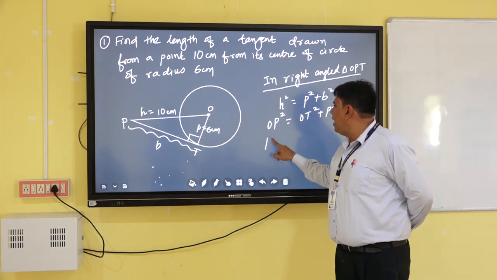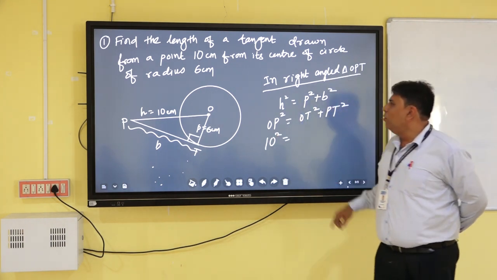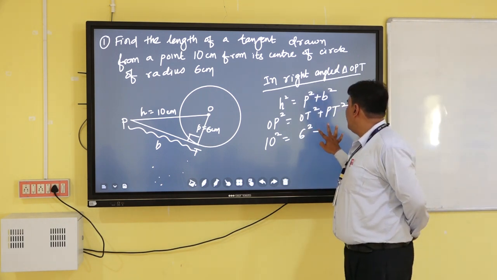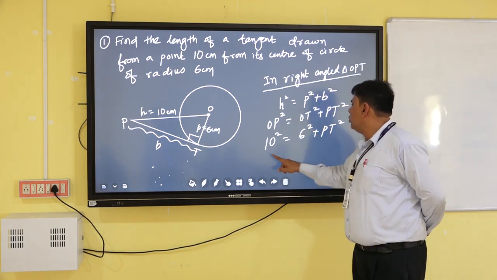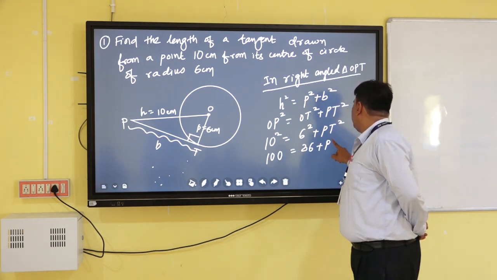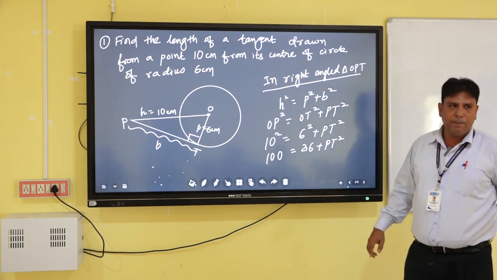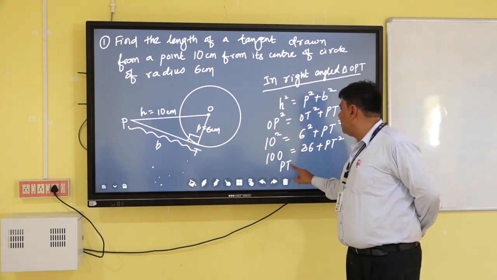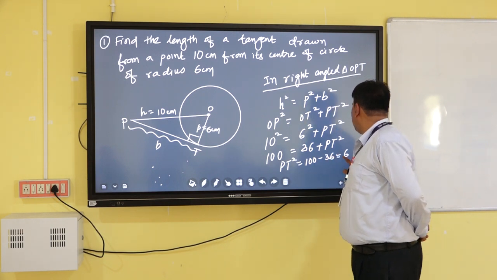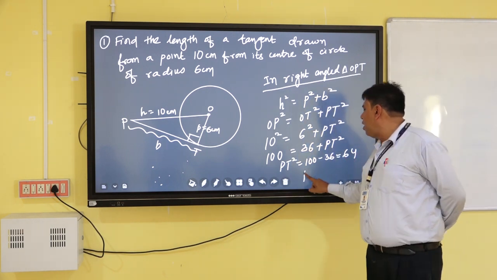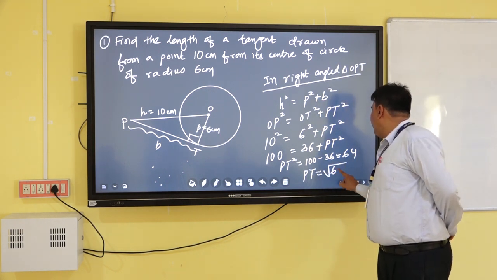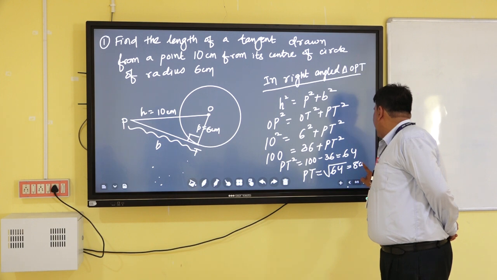Hypotenuse is 10, so I will write here 10 square. Then OT. OT is what? 6, the radius. 6 square plus PT square. So 10 square is how much? 100 equal to 36 plus PT square. So how much is PT square? 100 minus 36, that is 64. So how much is PT? PT equal to square root of 64 equal to 8 centimeter.